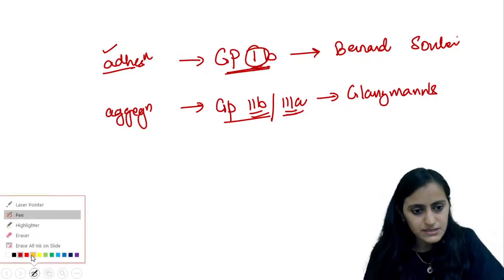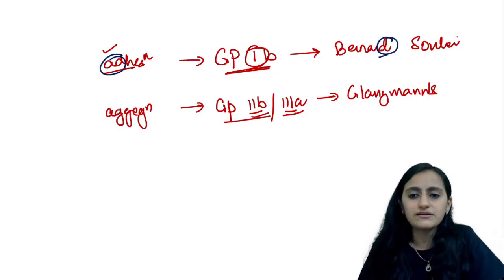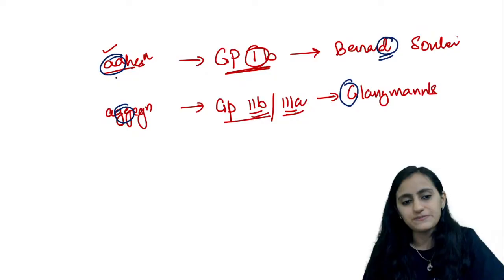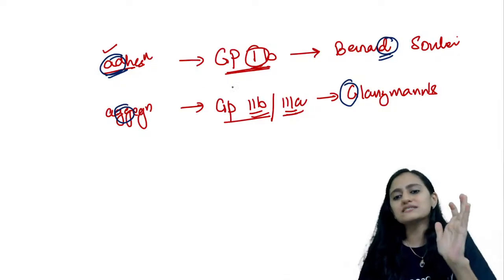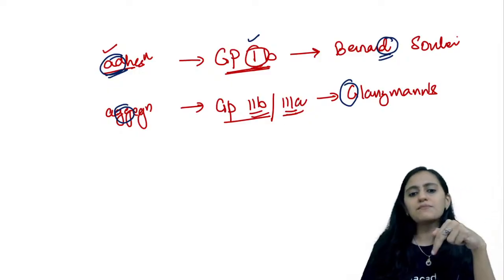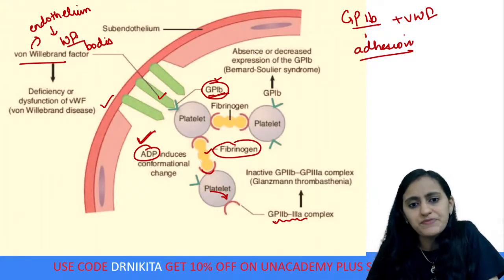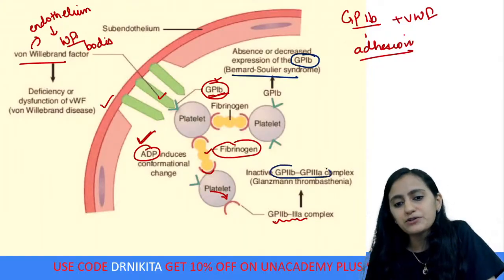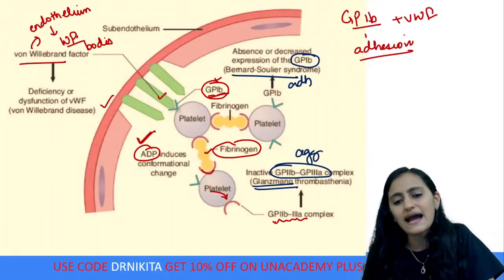So easy way to remember this is, adhesion is Bernard-Soulier. It has D in it. Glanzmann is aggregation. Easy to remember. So adhesion is Bernard, AD. Aggregation is G, that is Glanzmann. Adhesion comes first, so it is GP1 receptor. 2, 3 come later, so for aggregation it is 2, 3. Right? So that is what we see here. Absence or decreased expression of GP1B is Bernard-Soulier. Inactive GP2B3A is your Glanzmann's. Okay, so Bernard would be adhesion defect, Glanzmann would be aggregation defect.